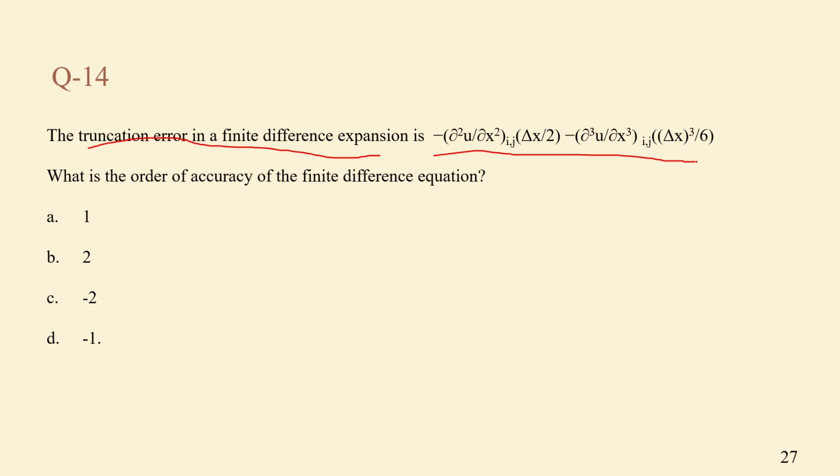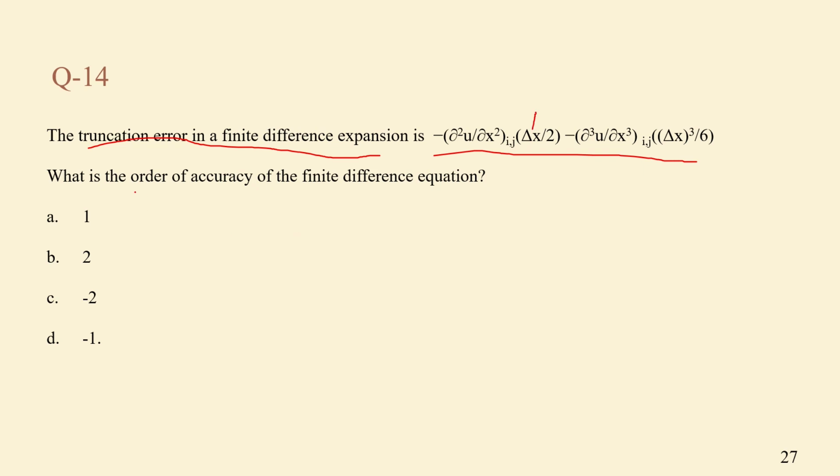So if the truncation error is of this form, that is dou square u by dou x square at i comma j into del x by 2 minus dou cube u by dou x cube at i comma j into del x cube by 6, what is the order of accuracy of the finite difference equation? If you remember, in the last class also we saw the order of accuracy of the finite difference equation depends on the truncation error. The power of delta x in the truncation error gives the order of accuracy of the system. So here the power of delta x is 1.